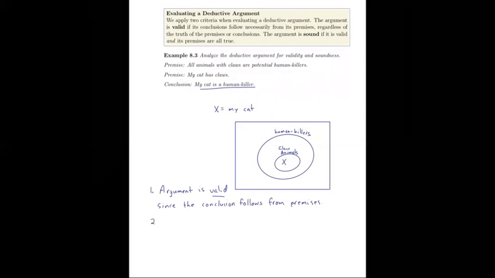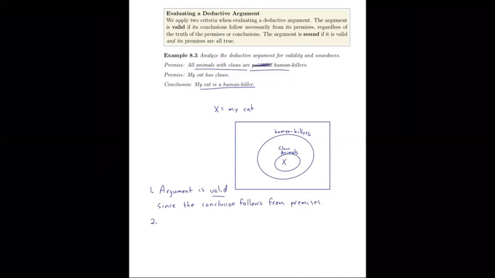Second, they ask us for soundness. Well, soundness, all we need to do is check. So check the premises are true. Well, my cat has claws. That's believable enough. Okay, now all animals with claws are potential human killers. It could be argued that we'll even get rid of this troubling word right here. Maybe that just shouldn't be there. Are human killers? No, not necessarily.